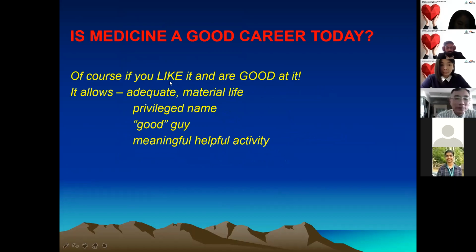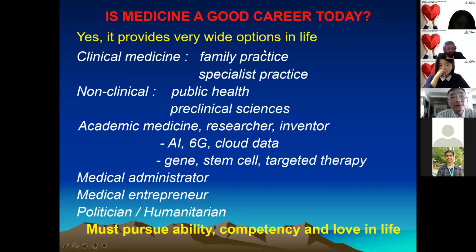If you like it, it's very good because you get an adequate material life. You get a good name. You are the good guy. You are fighting COVID disease. You are the good guy. If you are a politician or a lawyer, there's always the other side. This party, that party says you're the bad guy. That one becomes very debatable. And every day what we do is meaningful, it's helpful for those who need us.